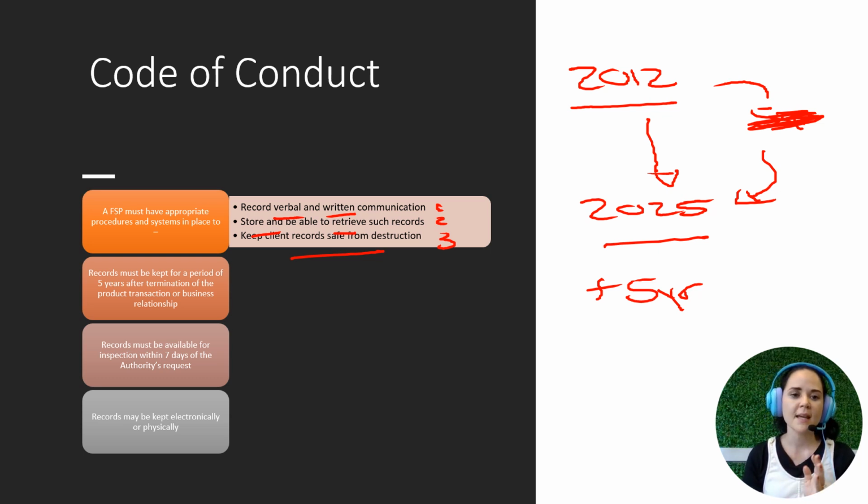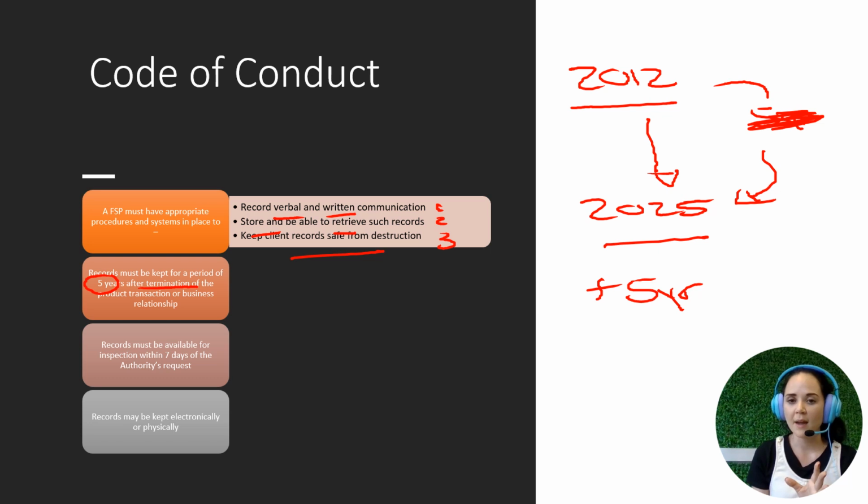It also says that records must be kept for a period of 5 years after the termination of the product transaction. That is where they trick you. They're not going to test whether you know about the 5 years. They know you know about the 5 years. We all know about the 5 years, right? So what they'll do is they'll test us on that part, the afterwards. So instead of saying after termination, they might use after the rendering. Instead of after termination, they might use before the termination or before the rendering, right?